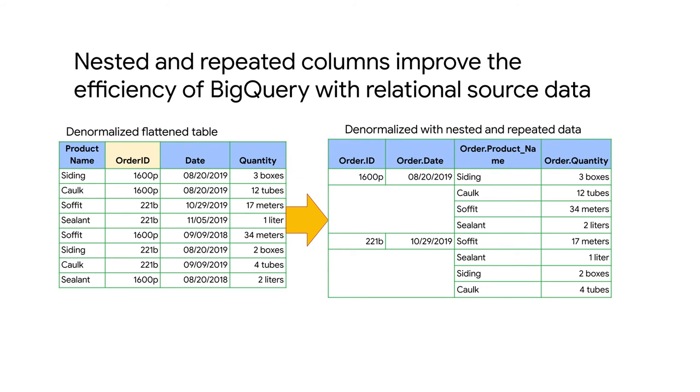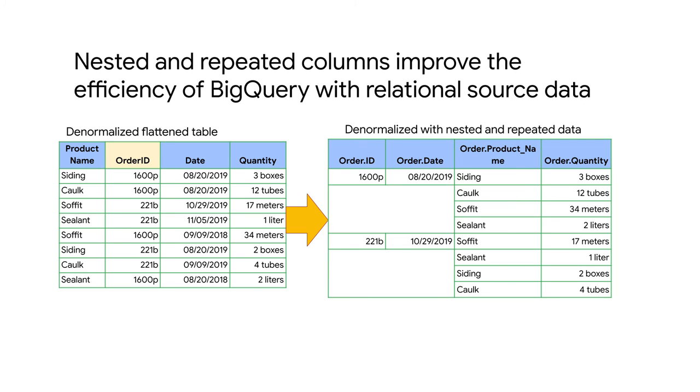BigQuery supports columns with nested and repeated data. In this example, a denormalized flattened table is compared with one that has been denormalized, but the schema takes advantage of nested and repeated fields. Order ID is a repeated field. Because this is declared in advance, BigQuery can store and process the data respecting some of the original organization of the data. For this reason, nested and repeated fields is useful for working with data that originates in relational databases.